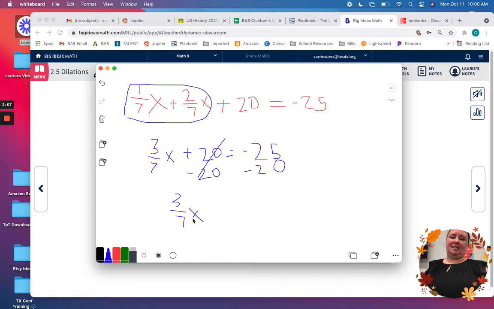3/7 x. What is negative 25 minus 20? Negative 45. Yes, because it goes further negative. Negative 45. Man, I need to find a stylus. This is not working. So I have 3/7 times x. How do I get the x by itself? Divide the fraction. When you divide the fraction, you're technically what? Flipping and multiplying.